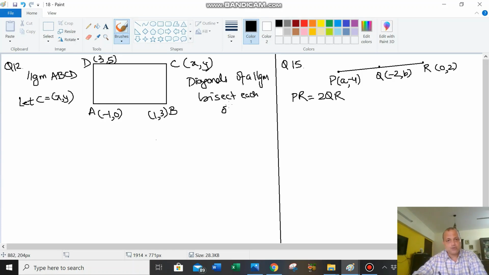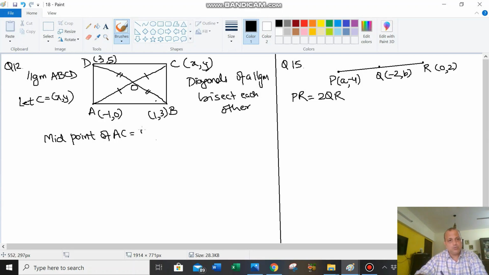So diagonals of a parallelogram bisect each other, which means this diagonal AC and the diagonal BD bisect each other, which means the point O, let's say if this is the point of intersection, O is the midpoint of BD as well as of AC. So let's use this property and let's calculate. Therefore, midpoint of AC is equal to the midpoint of BD. Apply the midpoint formula and let's look at this.